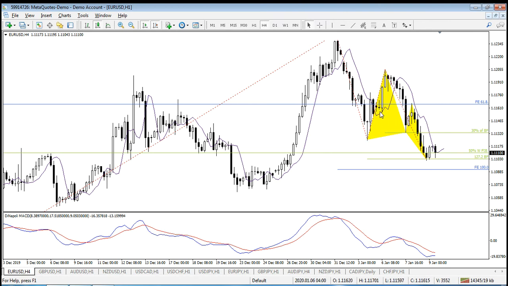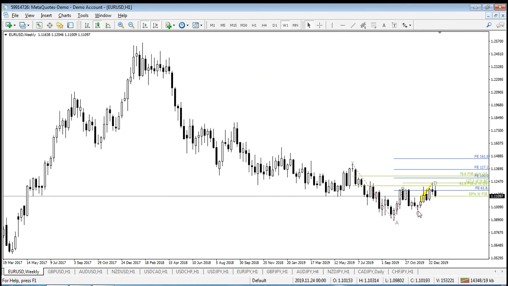So as per the classical approach, this ABCD has been completed along with this butterfly 127.2% extension that was around the 1100 area. And if you remember the weekly support, 50% was at 1110. That has also been completed. This level was around 1110, and this was the 50% of the entire upswing on the weekly time frame, the recent upswing. I'm talking about this entire move from C to D.